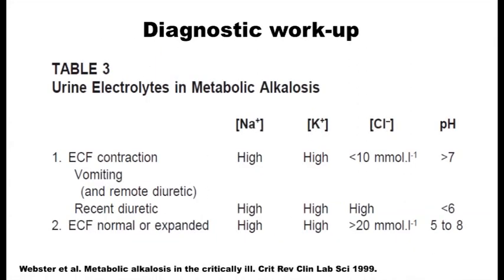So the first step in the diagnostic workup, as I've pointed to earlier, is really to look at the chloride ion concentration in the urine, along with the blood pressure and the ECF volume of the patient. You can see here in patients that are ECF volume contracted and have vomiting or remote diuretic use, the chloride ion concentration is going to be very low. In fact, it will be under 10 millimoles per liter. However, in patients who have recently used diuretics, the chloride ion concentration will be higher.